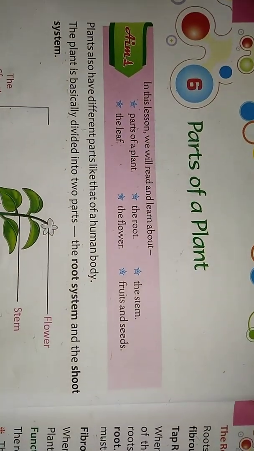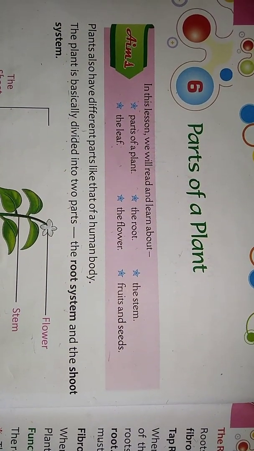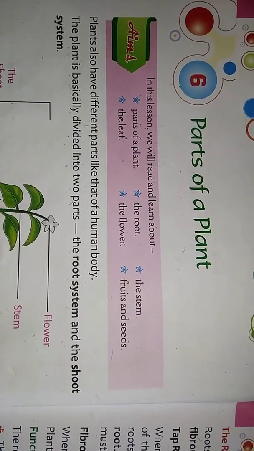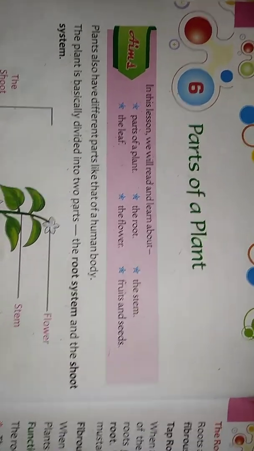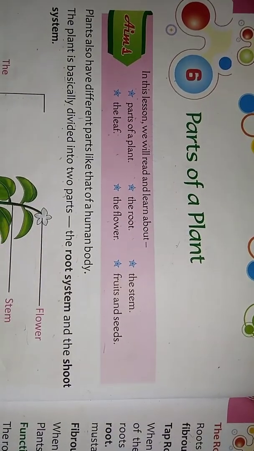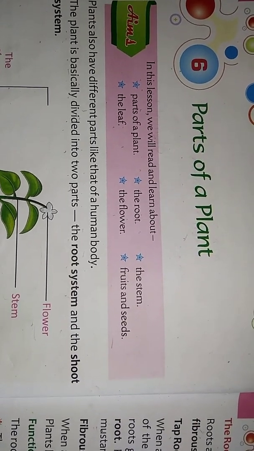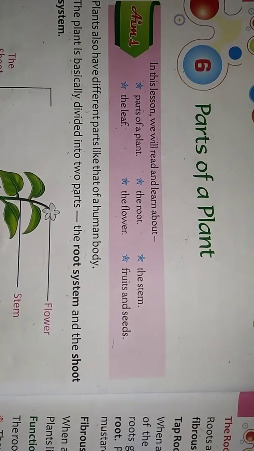Hello children, today we are going to see the explanation of lesson number 6, parts of a plant. In this lesson we are going to study the parts of a plant: the root, the stem, the leaf, the flower, the fruits and seeds. We are going to discuss these in this lesson.